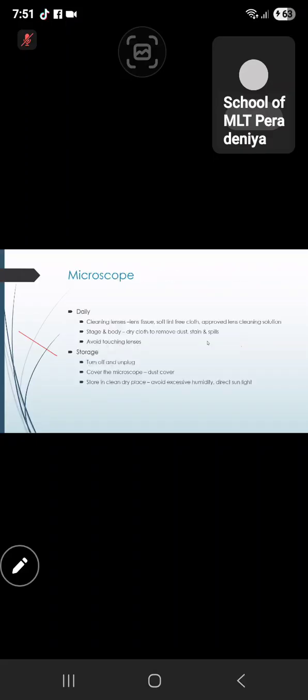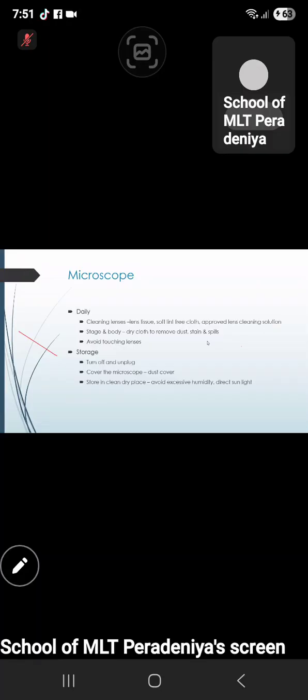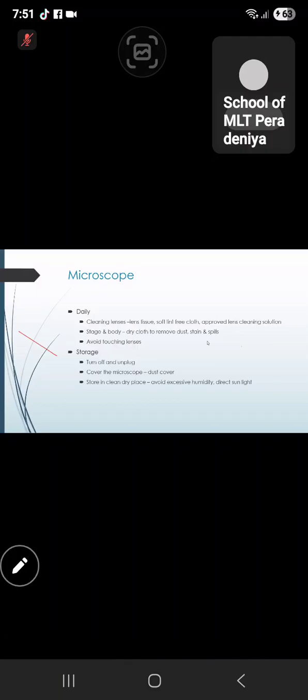Right. Let's see. So, microscope handling. There are things we do daily for care and maintenance, and certain things we do periodically. If you take the microscope, what is the main part? The main part is the lenses, that is the optic system, right? So we have to be very careful about the lenses. If anything goes wrong in the lenses, then there is no use of a microscope, as you already know.